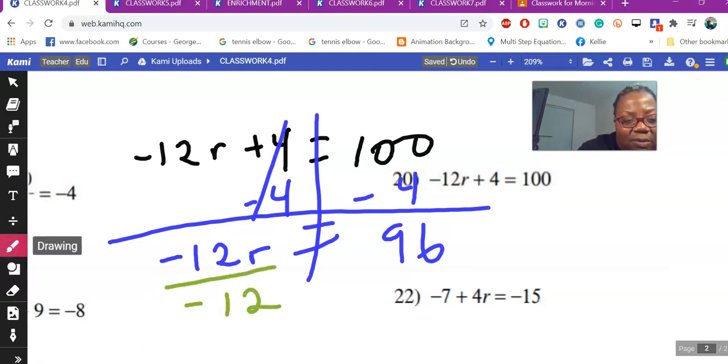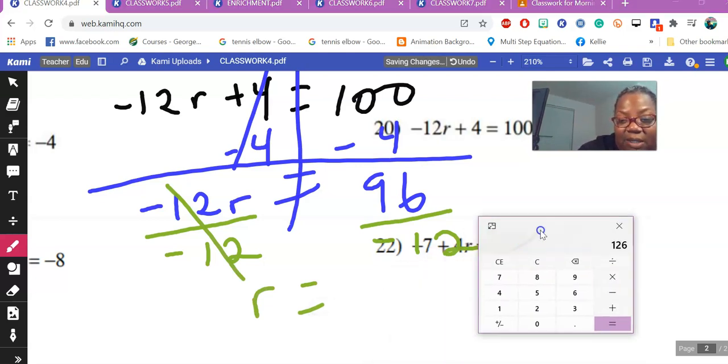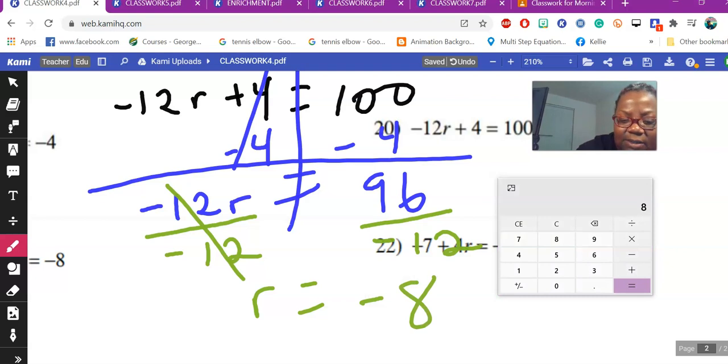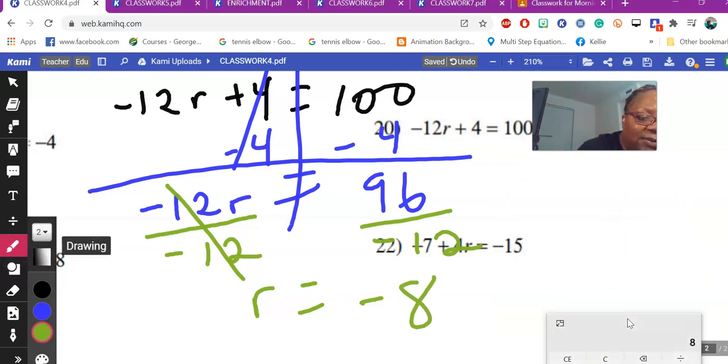Divide by negative 12. Divide by negative 12. Right? That cancels out. 96 divided by negative 12. That's going to give me negative 8. Final answer, r equals negative 8.